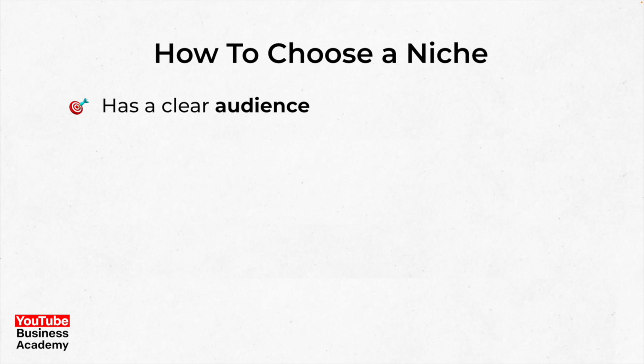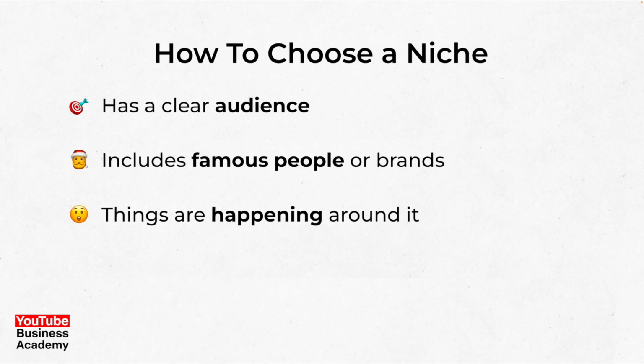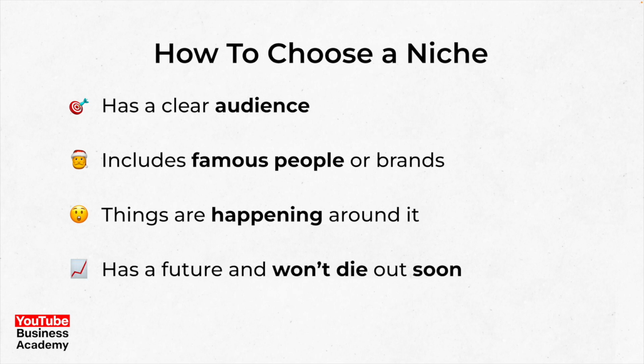So how do we choose a niche? Well, there are a couple of criteria that you want to consider when choosing a niche. First, it must have a clear audience. Second of all, it should include famous people or brands. Third, some things must be happening around that niche. And fourth, your niche has a future and won't die out soon.